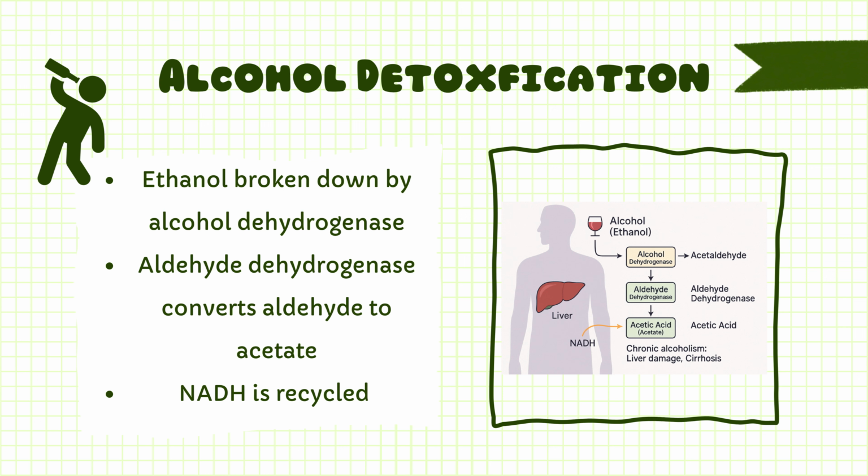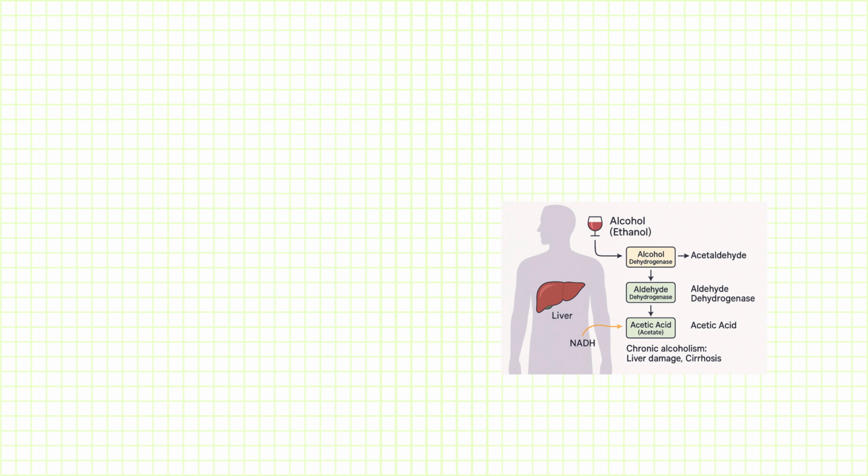Chronic alcohol consumption can overwhelm this system. Over time, it leads to liver damage, inflammation, fibrosis, and eventually cirrhosis. In some people, especially those with aldehyde dehydrogenase deficiency, acetaldehyde accumulates. This causes facial flushing, nausea, and rapid heartbeat after drinking, a reaction commonly seen in individuals of East Asian descent. So while the liver can detoxify alcohol, excessive or chronic drinking can quickly exceed its capacity, leading to long-term damage.